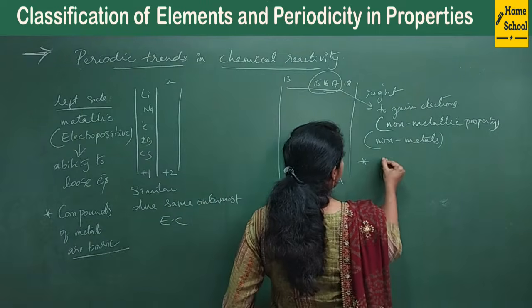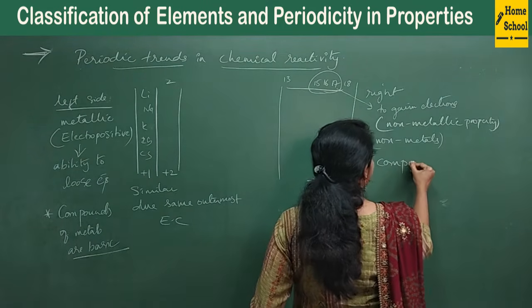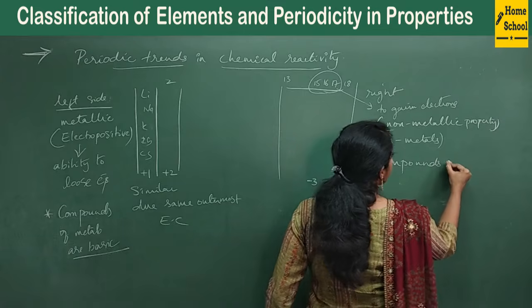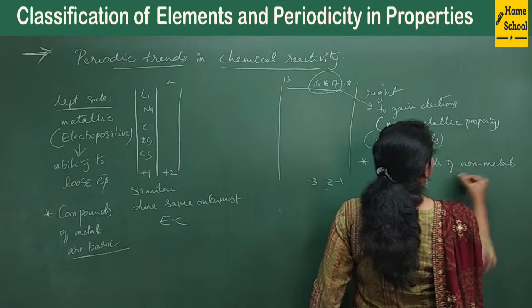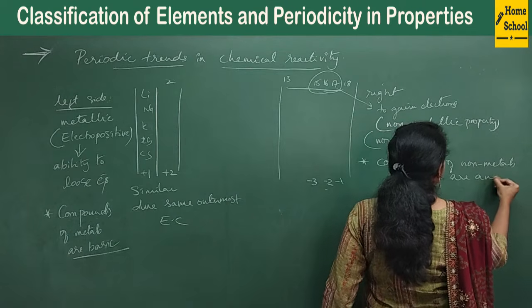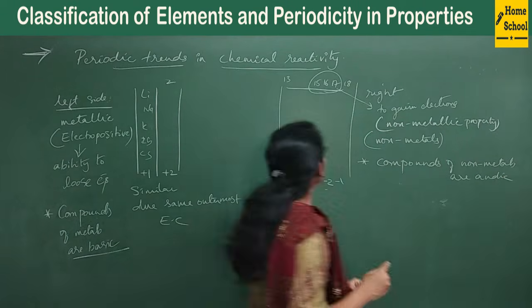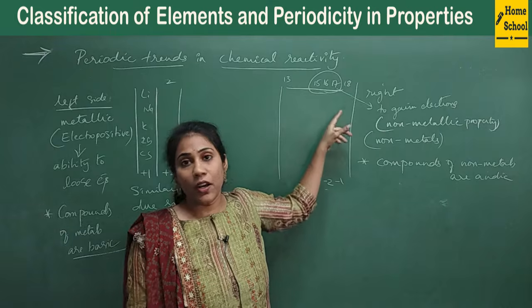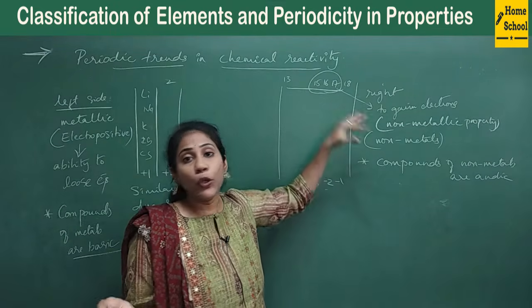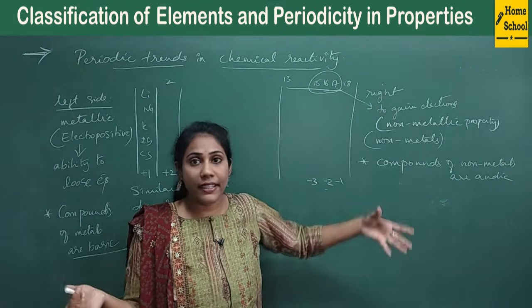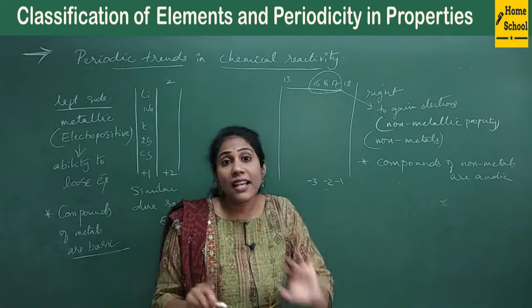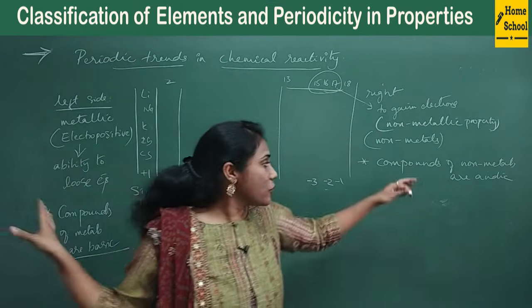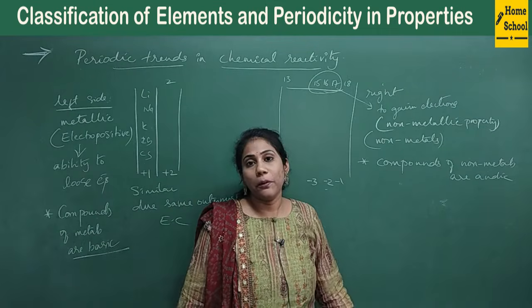Similarly, compounds of non-metals are acidic in nature. So this is really very important. For example, nitrogen dioxide, NO2 acidic, SO2 acidic, CO2 acidic. So any compound with a non-metal is always acidic in nature. This is really a very, very important point.